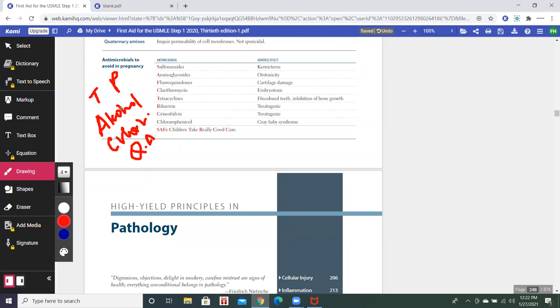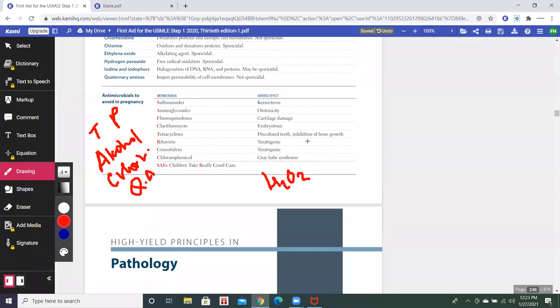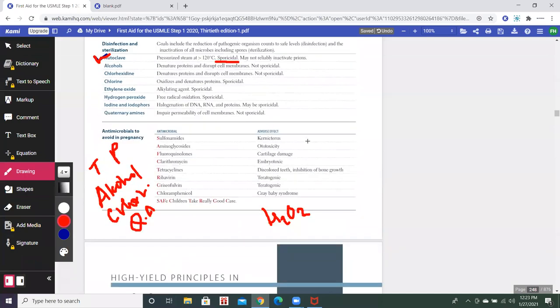Another way of damaging the bacteria is if you induce free radical formation. Okay, free radical formation. Obviously, when I say free radical, the first thing that should come to your mind is hydrogen peroxide, okay? And another one that you can do is halogenation, meaning that you can increase the amount of halogens in the DNA and RNA.